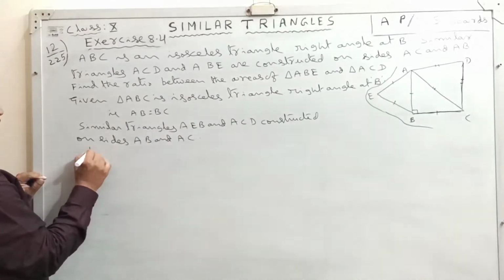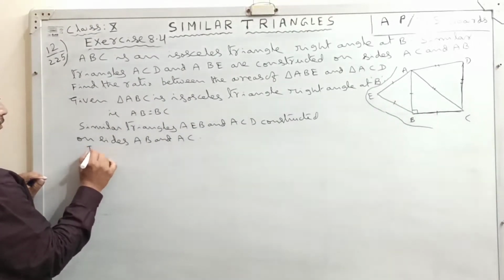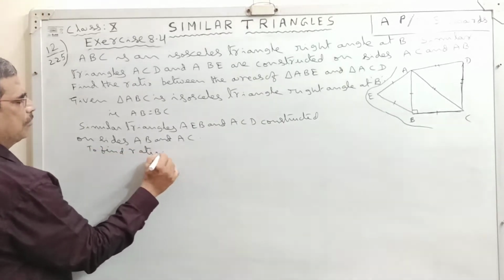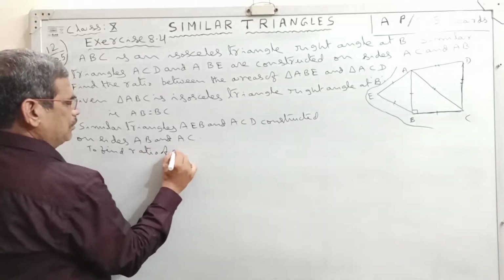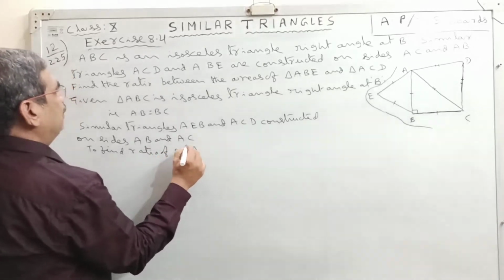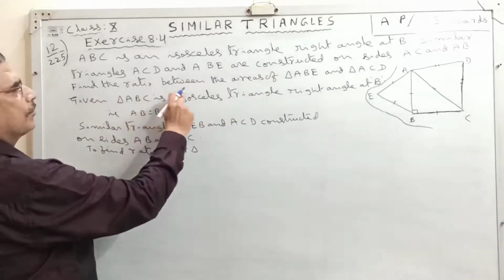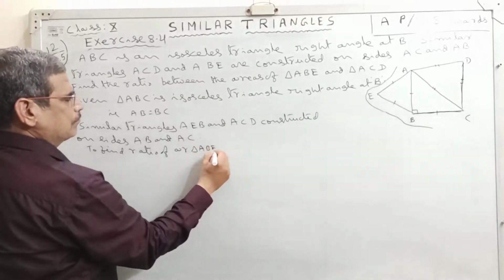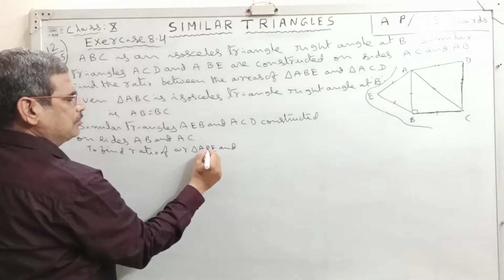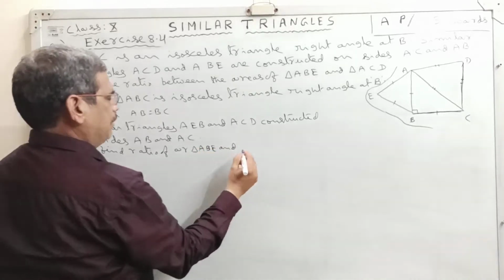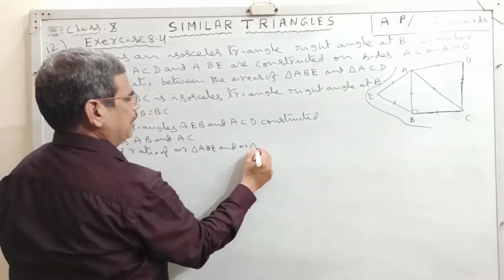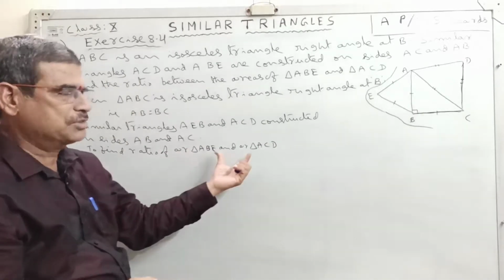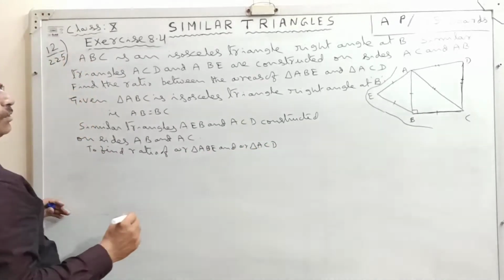So, to find the ratio of the area of triangle ABE and the area of triangle ACD. We have to find the ratio of these two areas.